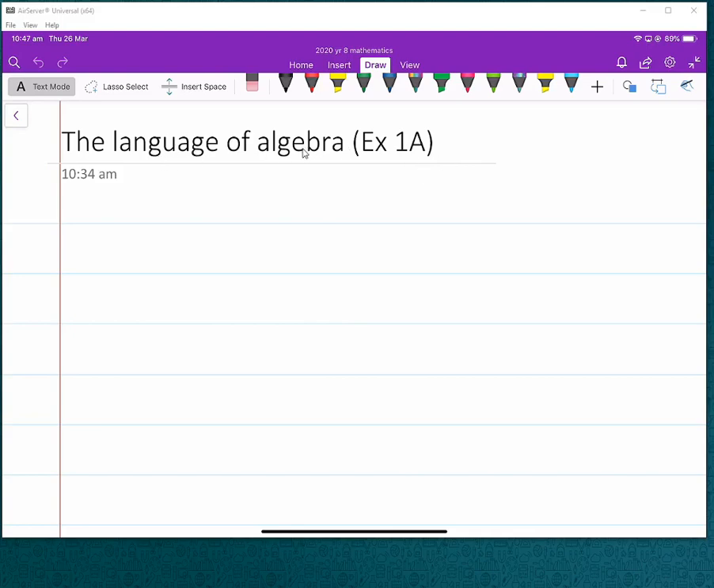So different words are used when we're talking about expressions in algebra. The first thing we have to do is write down some kind of algebraic expression so we can look at this language that's used. For example, just say I have 3x minus 7y plus 8. This is called an algebraic expression.